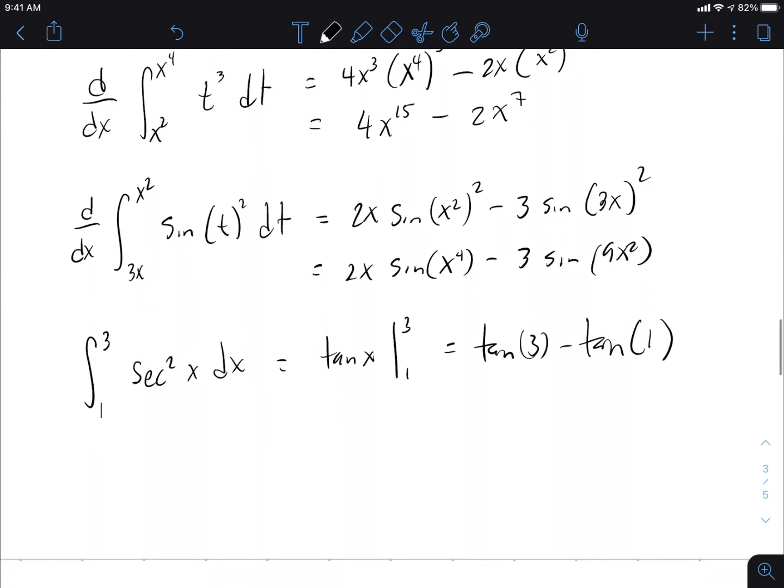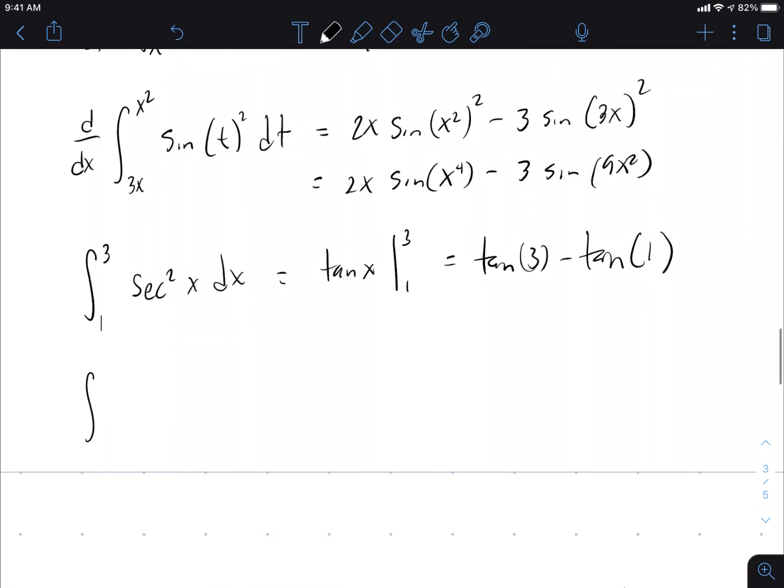So let's do another one. Integral from 2 to 4 of... I'll make it something somewhat doable. How about x cubed dx?